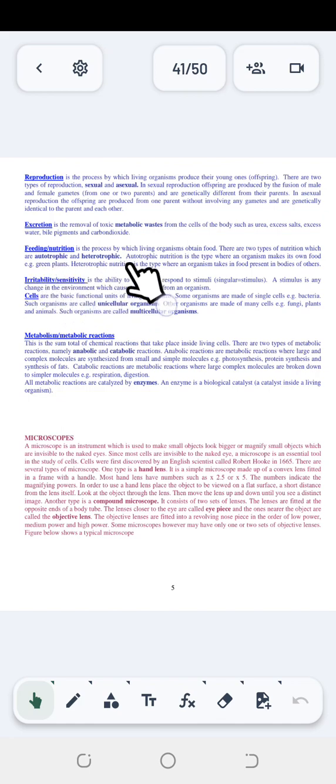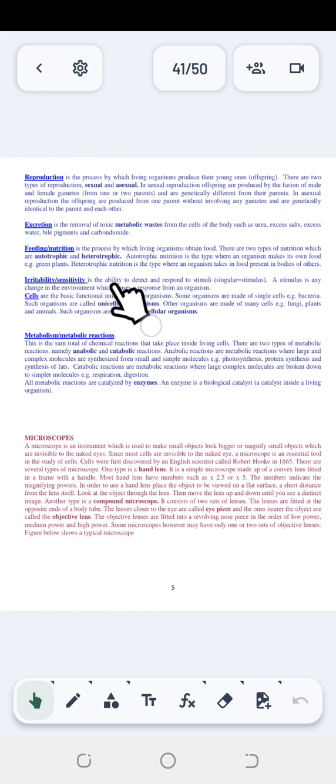Then there is also another form of nutrition, which is carried out by decomposition of dead matter. That is what we refer to as saprophytic nutrition. Saprophytic nutrition is the feeding on dead matter, like what the rhizopus does or the leech. So now, what is irritability or sensitivity?